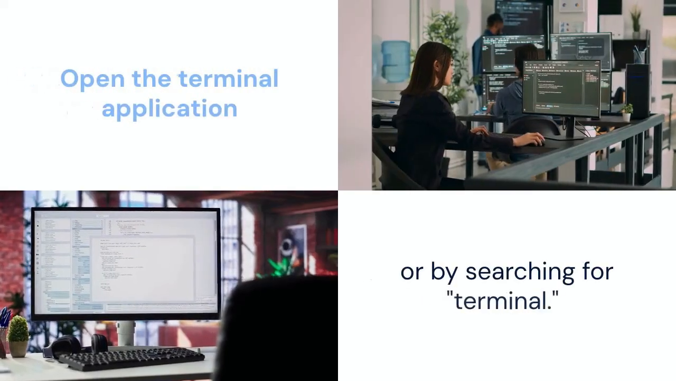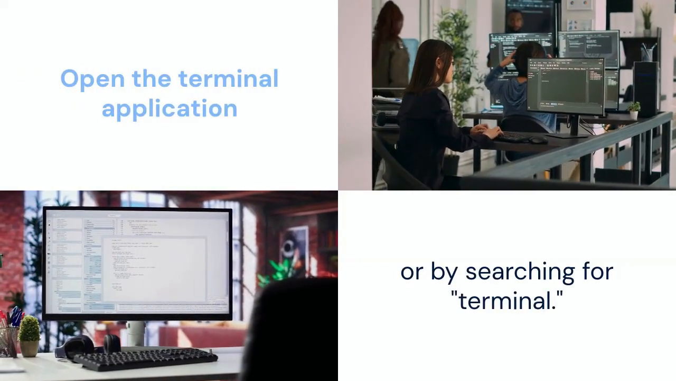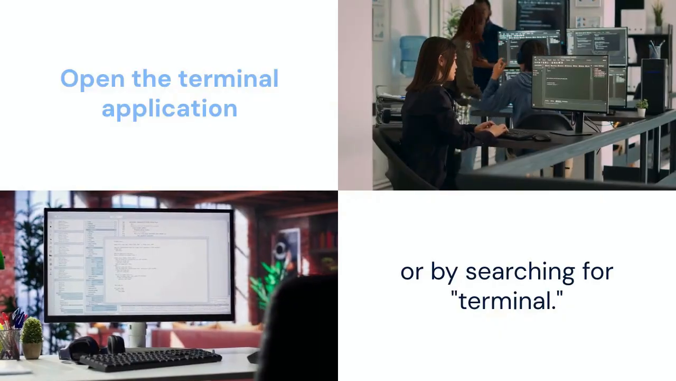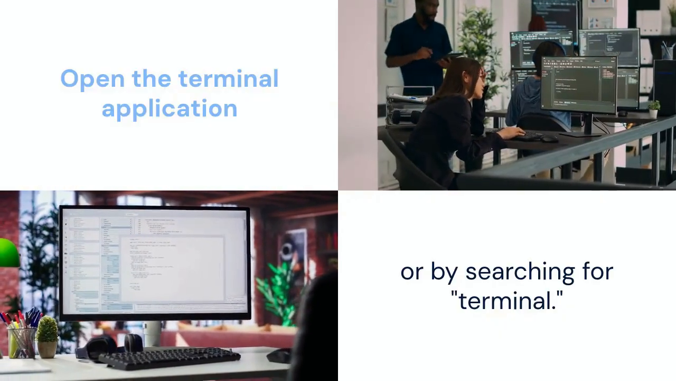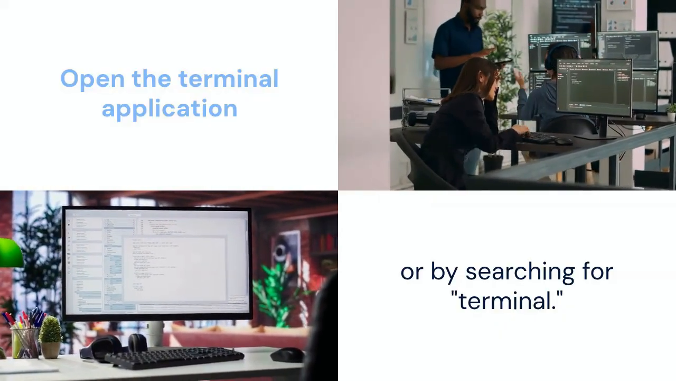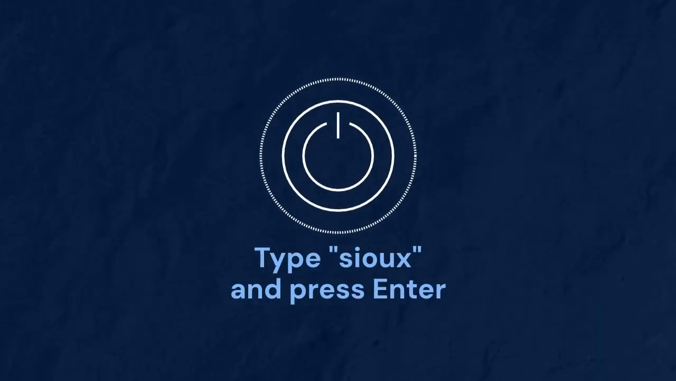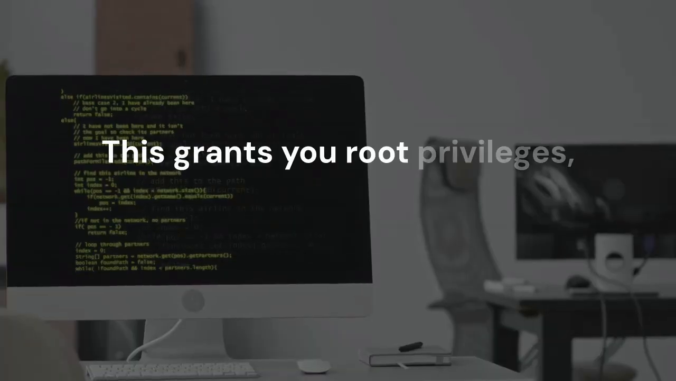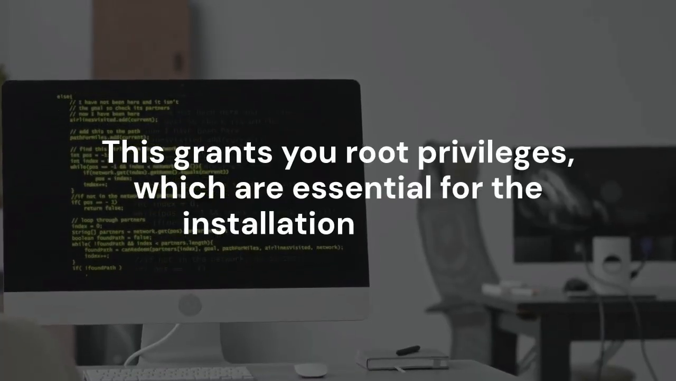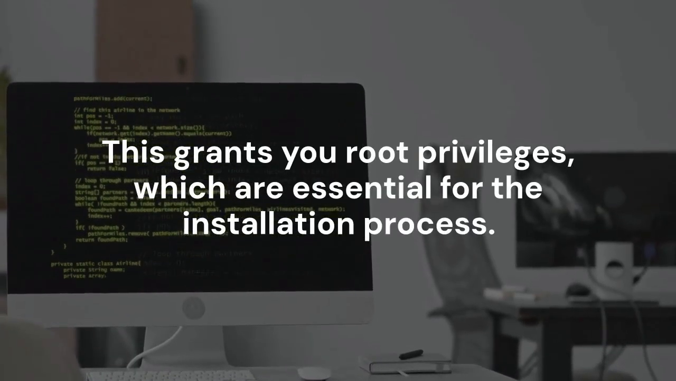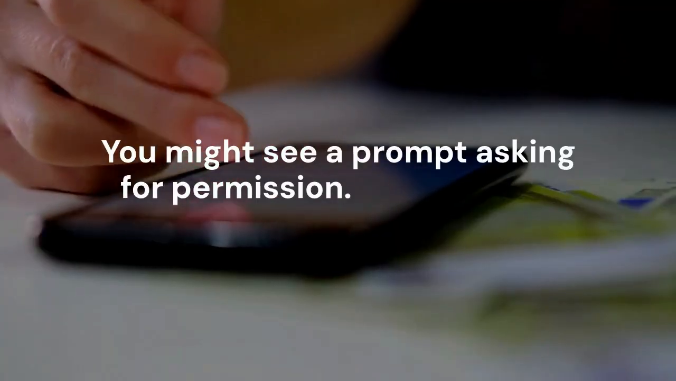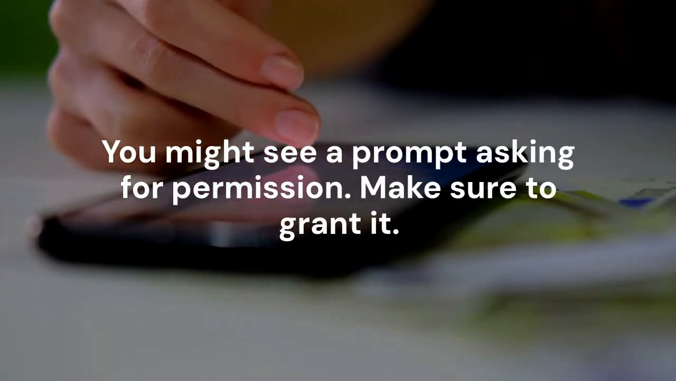Next, within your Android x86 VM, you need to open the terminal application. You can usually find it in the app drawer or by searching for terminal. Once the terminal is open, the very first command you'll type is su and then press enter. This grants you root privileges, which are essential for the installation process. You might see a prompt asking for permission. Make sure to grant it.